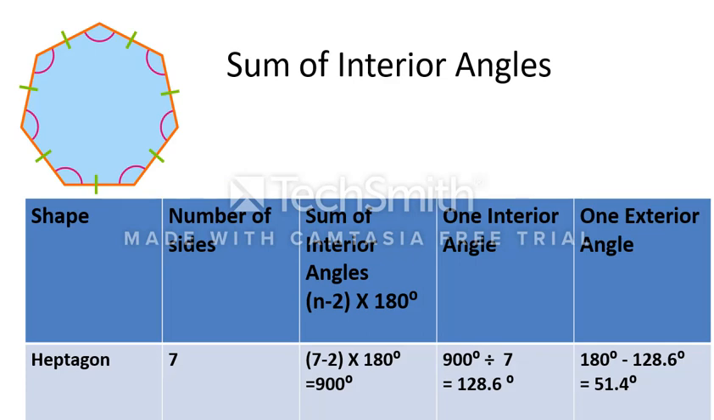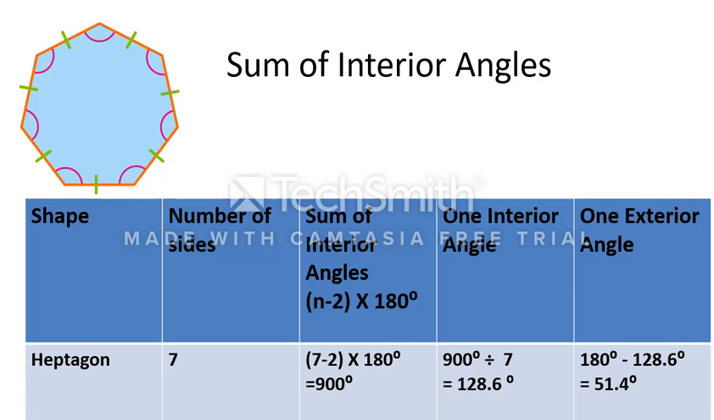In a heptagon, it has 7 sides and 7 angles. And I want to calculate the sum of interior angles, so we will replace n with 7. 7 minus 2 is equal to 5, and 5 times 180 degrees gives us 900 degrees. So 900 degrees is the sum of angles in a heptagon.